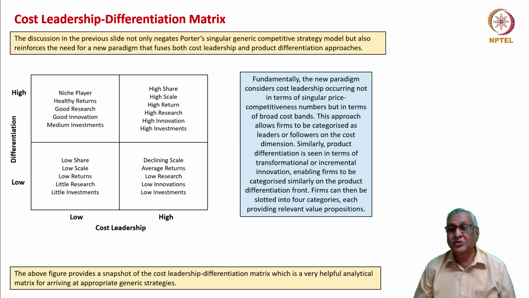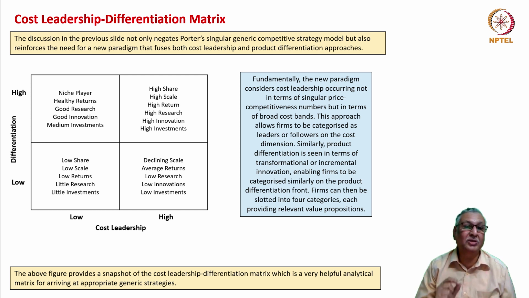Fundamentally, the new paradigm which I am proposing here considers cost leadership occurring not in terms of single price competitive numbers, but in terms of broad cost bands. This approach allows firms to be categorized as leaders or followers on the cost dimension. Similarly, product differentiation is not seen just in terms of features. It is seen in terms of transformational or incremental innovation. This enables firms to be categorized similarly on product differentiation as leader or follower. Once you do that, you can categorize firms in terms of 4 categories, each providing relevant value propositions.